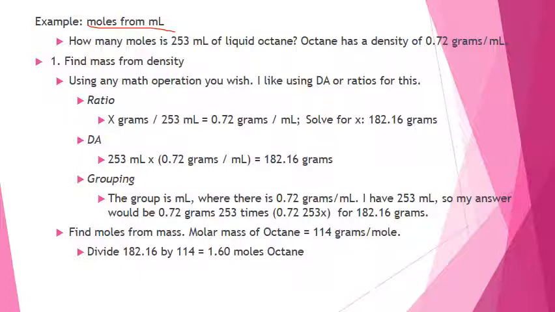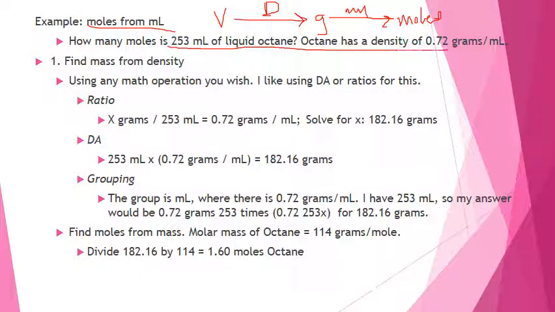Okay, so the first one we're going to do is find moles from volume. So we start out with a volume, then go to grams using density, and then go to moles using molar mass. Okay, so density, then molar mass. I'm given 253 mL of liquid octane with a density of 0.72 grams per mL. I'll go over three mathematical methods, and you can use any one you want. Just make sure you get the right answer in the right units.